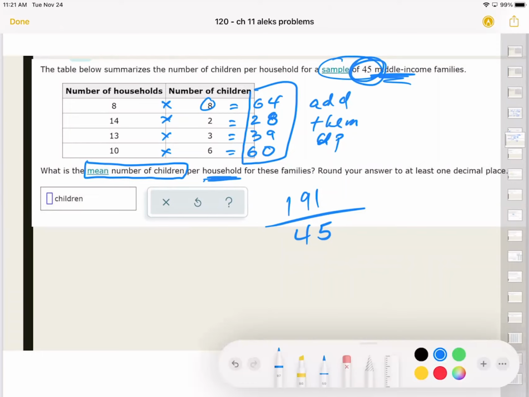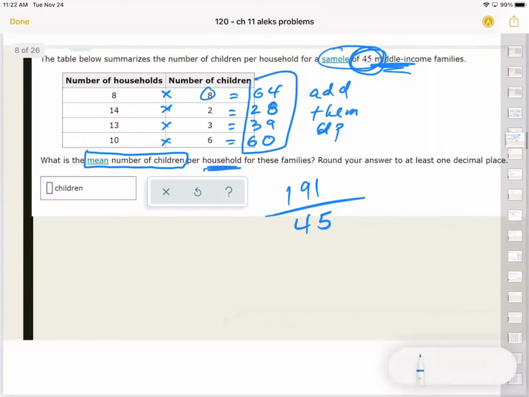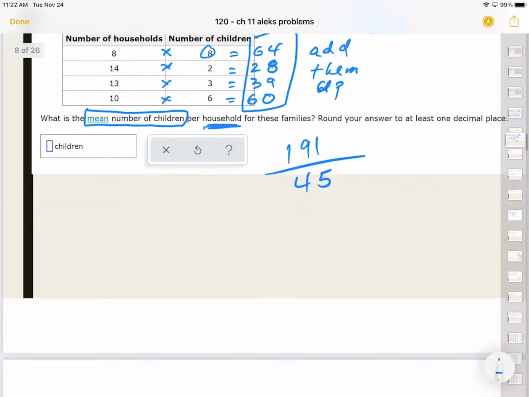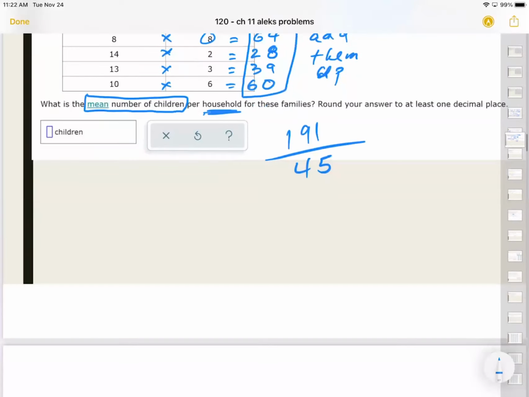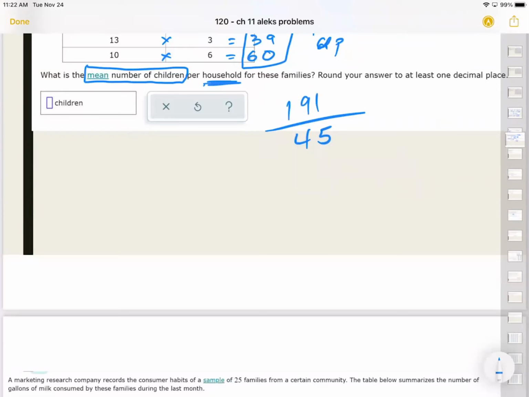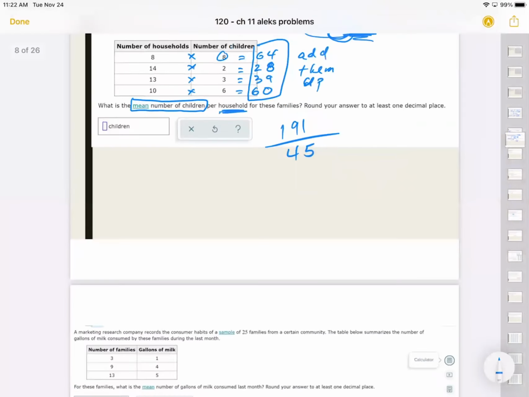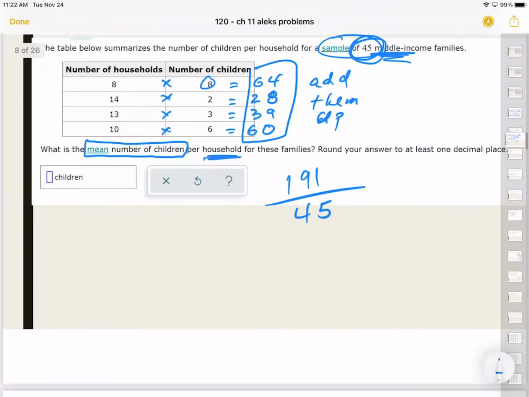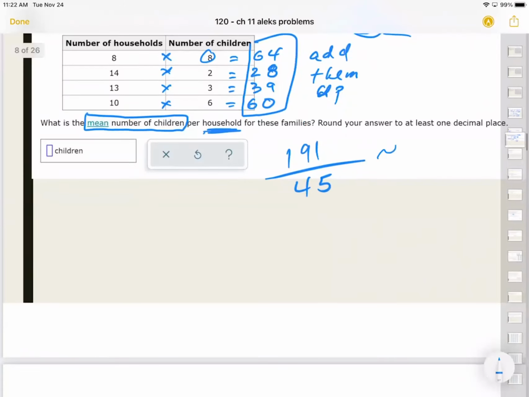Okay, 191 divided by 45. So it's roughly somewhere between, number of children per household. So roughly, I think about 7 something, 6 something. 191 divided by 45, right? 4.2, is that right? 4.24? Yes, 4.24. Okay. So again, that's what you have, roughly 4.24. And because they ask you for 1 decimal place, so at least 1, I think 4.24 is fine.